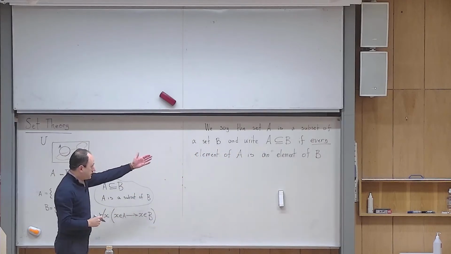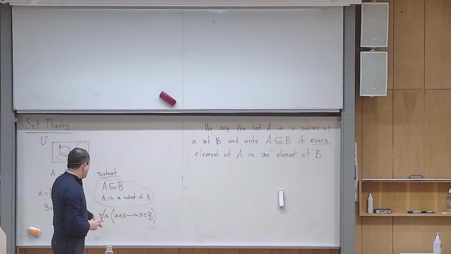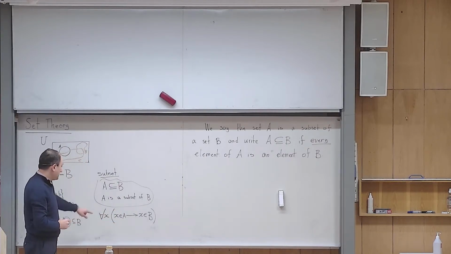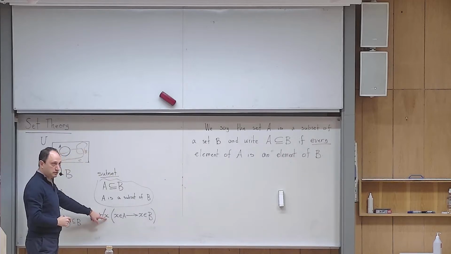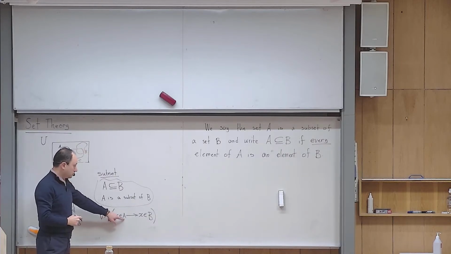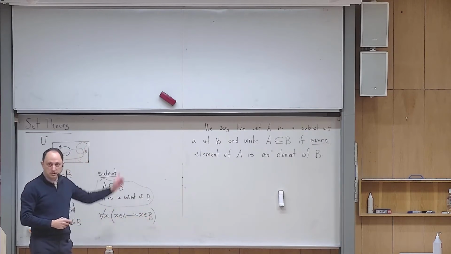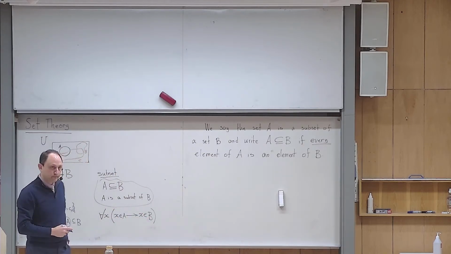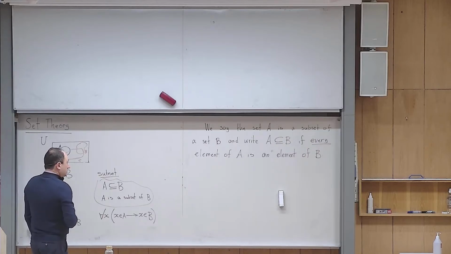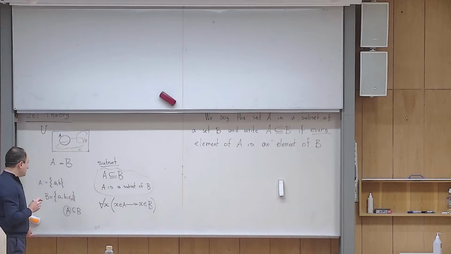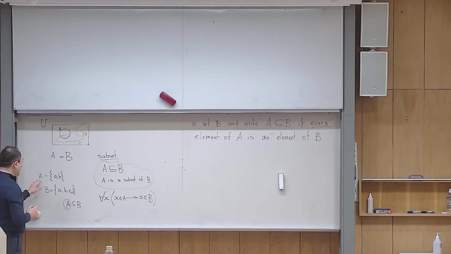So this English sentence is a long one, but this is exactly summarized in this logical statement. This tells you that for all x, if x belongs to A, then x belongs to B. That's exactly that English sentence. So now, actually what you told me is correct. Do you agree that A is a subset of B?